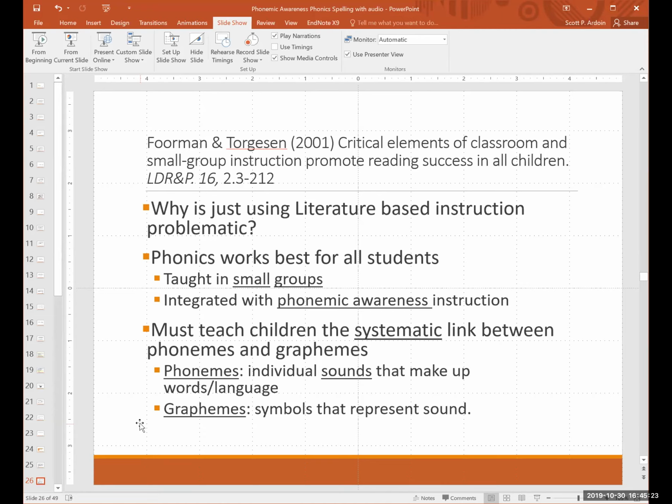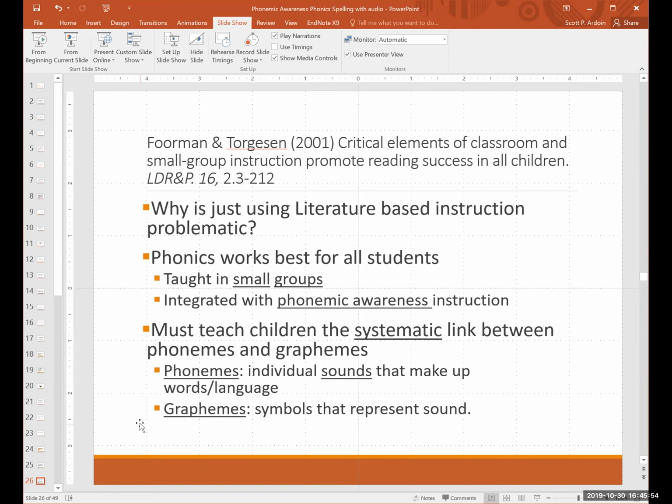So I'll kind of repeat. Foreman and Torgerson emphasize the need to teach children the systematic link between phonemes and graphemes. For example, we must explicitly teach that the M in map makes the same phoneme as in the word mop, and vice versa. Explicitly teaching students phonics in this manner promotes generalization of the skills being taught, as opposed to just hoping that they will figure it out on their own.